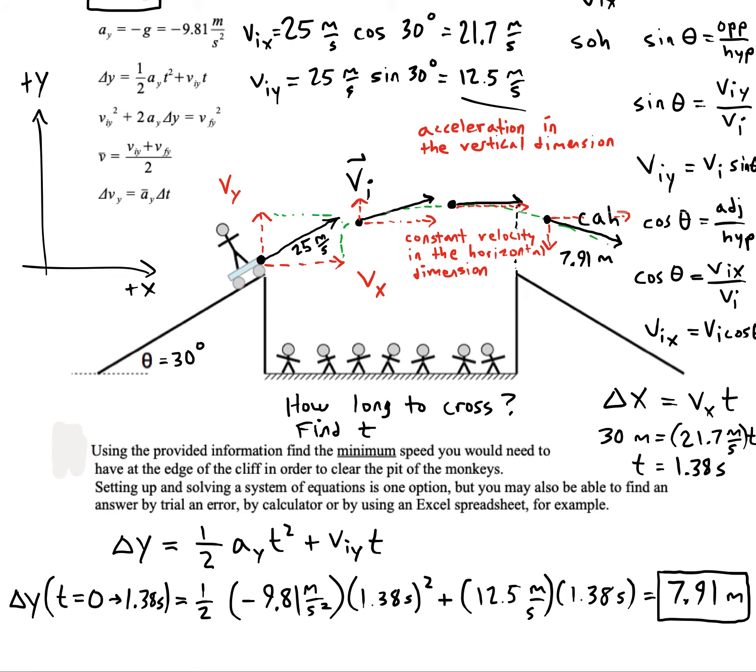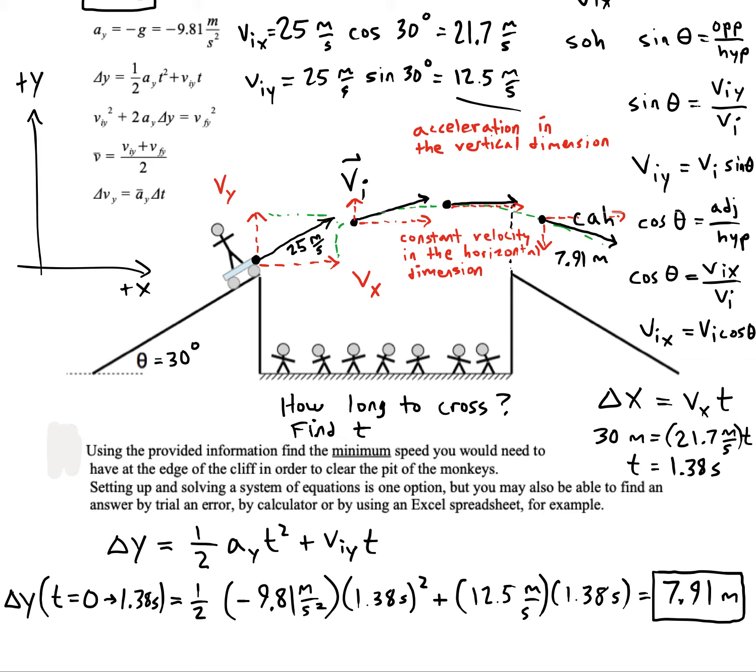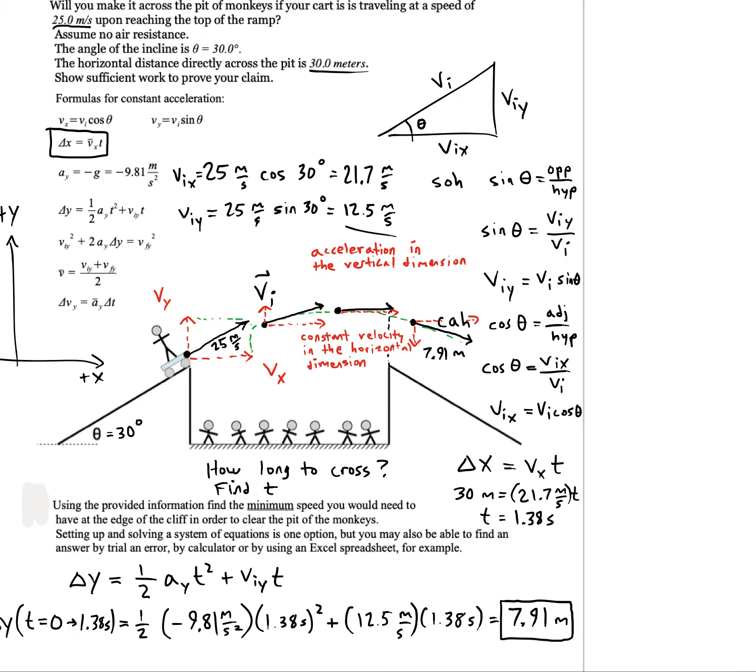Alright, so that's one way to solve it. So what other ways could you solve it? Well, you could find the range. That's how far the projectile will go horizontally before coming back to its initial launch height. So how would you do that? That's a little different. Alright, so to find the range of the projectile, we could do it a couple ways.